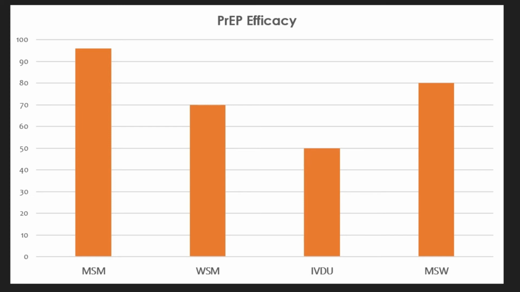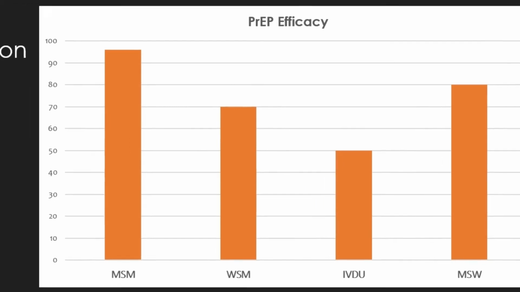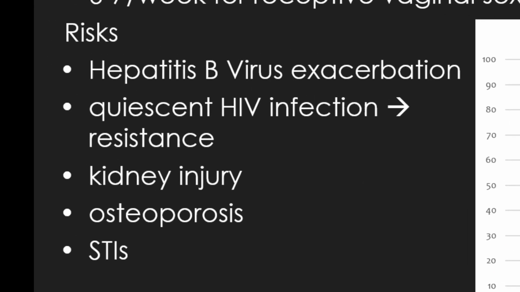Now, the problem with pre-exposure prophylaxis is that it's not perfect. It's not without its risks. Even antibiotics have their own risks. It can exacerbate hepatitis B virus infection. If you have an undiagnosed HIV infection, you will create resistance to these drugs in your body. And so if you take PrEP, you have to have an HIV test done every 3 months.